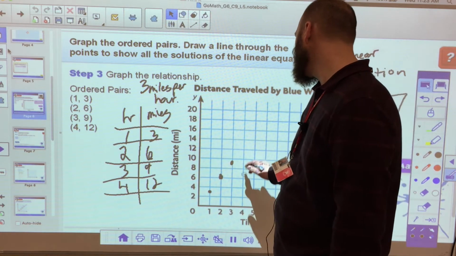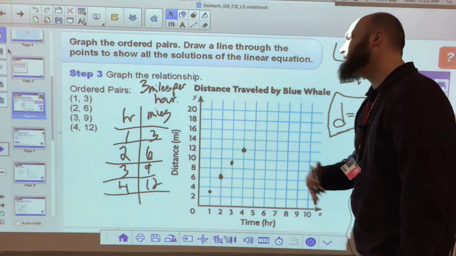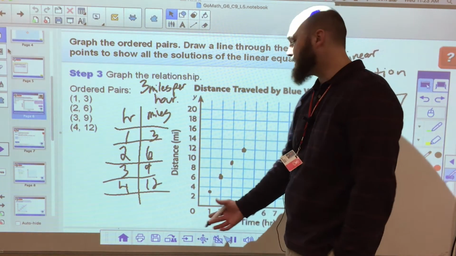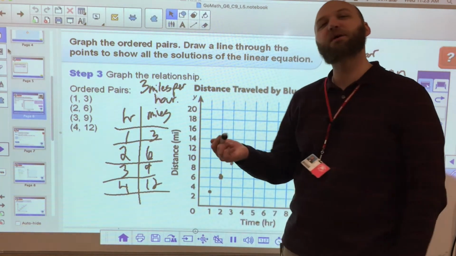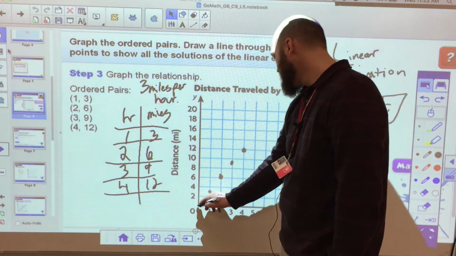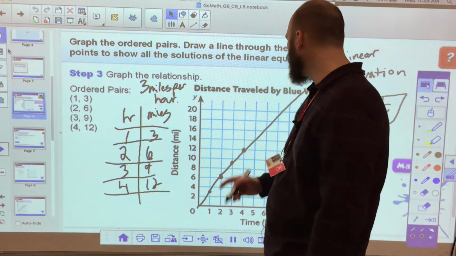And 4 to 12. Now, let's say I'm tracking this whale over many, many hours, or days, or whatever, right? And it continues to swim. This is the Energizer Bunny of whales, and it just doesn't stop. So at that point, I get a straight line, straight-ish, because I'm freehanding this on the board.